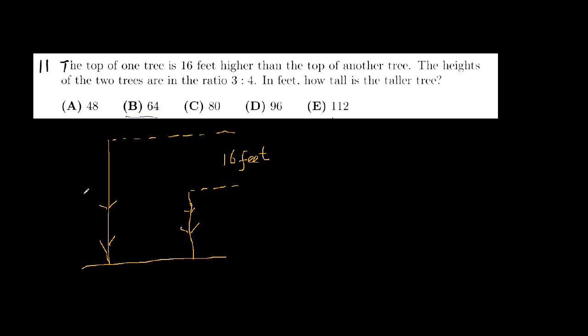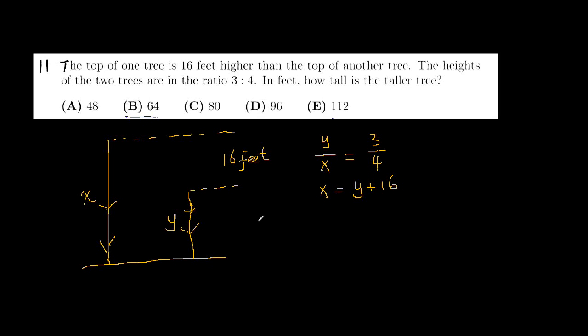So let's say the taller one is x, the shorter one is y. We have y over x equal to 3 over 4. But then we also know x equals y plus 16. So we can solve that equation. We have to figure out what x is.